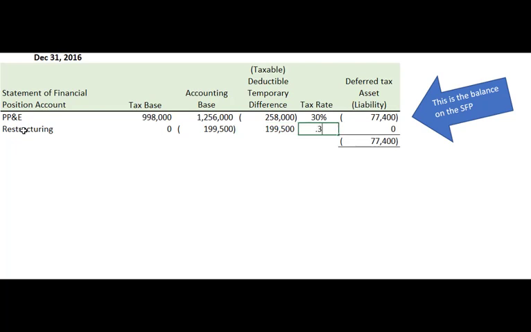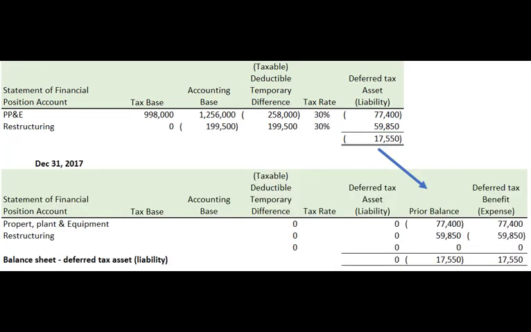Tax rate still 30%. And now we have the full amount. We have a liability amount, we have an asset amount, we can combine the two, and we'll show that on the Statement of Financial Position, a deferred tax liability of $17,500.